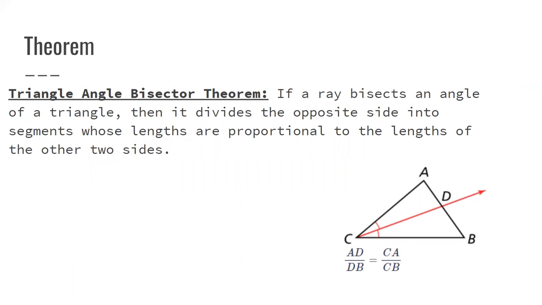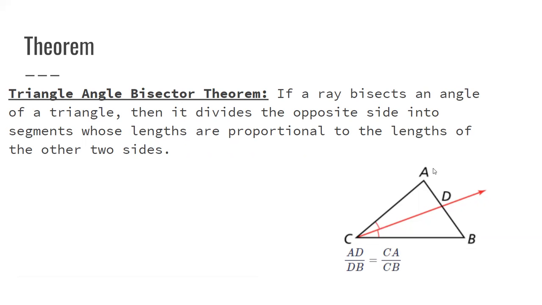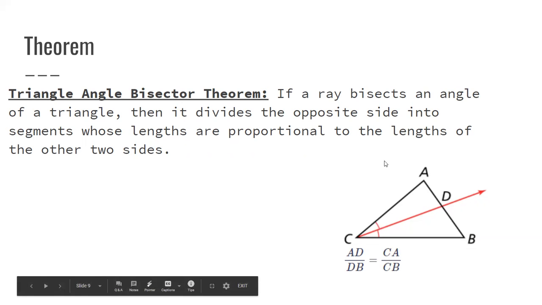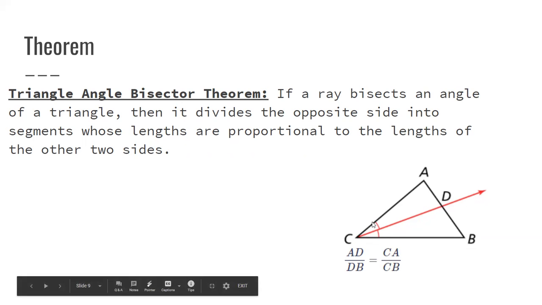Last theorem we're going to look at in this section 8.4 is the triangle angle bisector theorem. If a ray bisects an angle of a triangle, which means the angles on both sides of the ray are congruent, then it divides the opposite side into segments where the lengths are proportional to the lengths of the other sides. So if this red line creates congruent angles on both sides, then you've created a proportion of AD and DB is equal to the two sides that the ray does not touch, AC and CB.